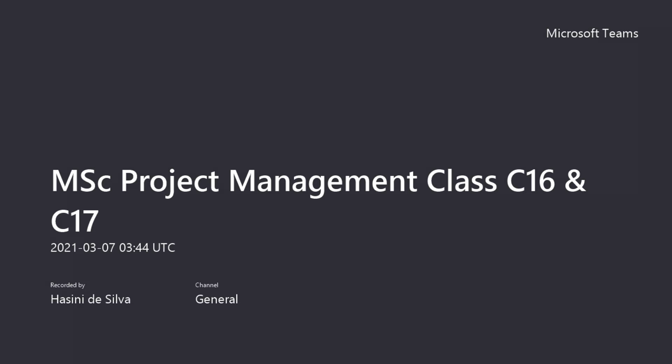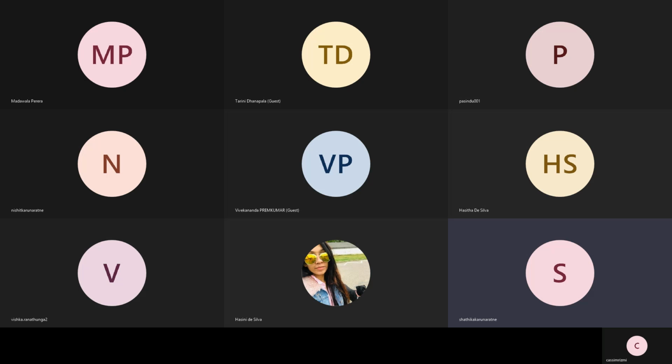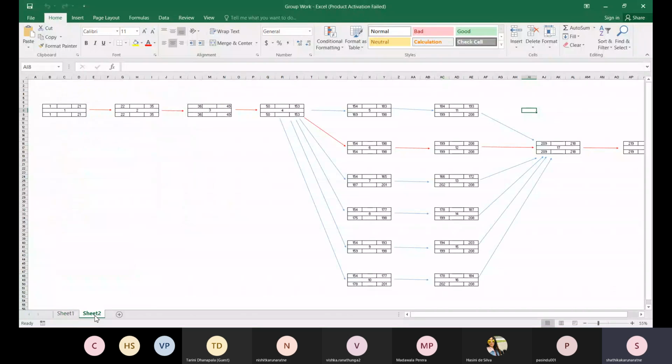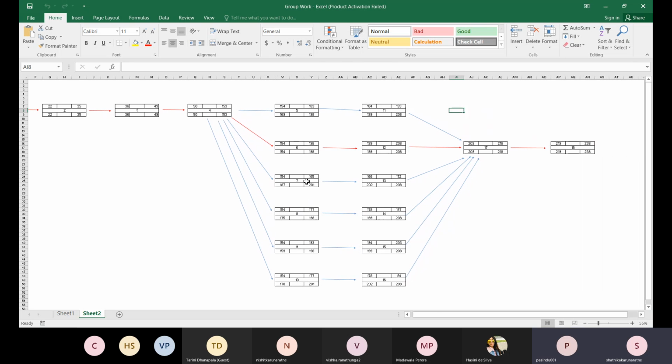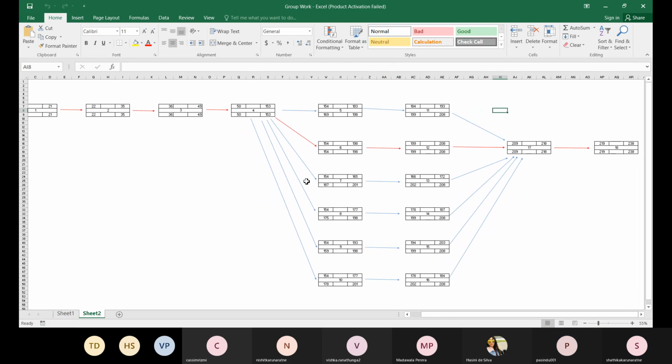This is the task, and this is the network diagram, and you can see the critical path with the red arrows. Okay. How did you find the critical path?